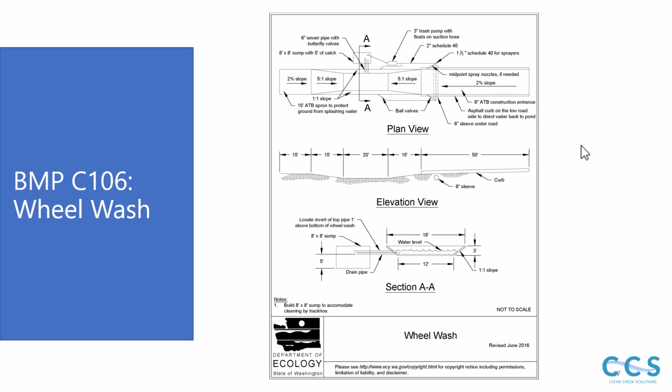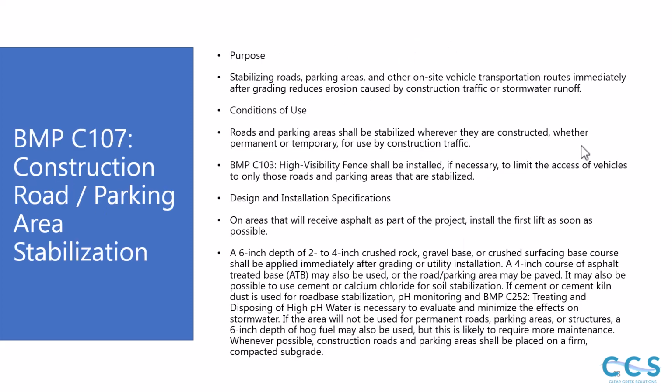Then we get a diagram here of a plan view, elevation view, and a section of the wheel wash. We can view the sewer pipes, the sump, and some of the other different aspects, and then a plan view showing the slopes and where the 6-inch sleeve and the curb would go in this situation. You can also find this diagram in the manual.